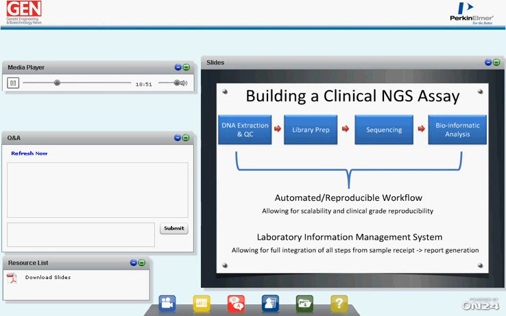On top of that, because we're doing this in a clinical setting, the assay needs to be so robust that we're able to achieve reproducible results from run to run. And so that requires us to have an automated or very highly reproducible workflow that allows us to scale as demand scales and to create this clinical grade data. On top of that, there are a lot of moving pieces and a lot of different pieces of data that all need to be integrated in order to really understand the final results. And so across this workflow, we need both automation as well as laboratory information management systems to be able to track all of that data.